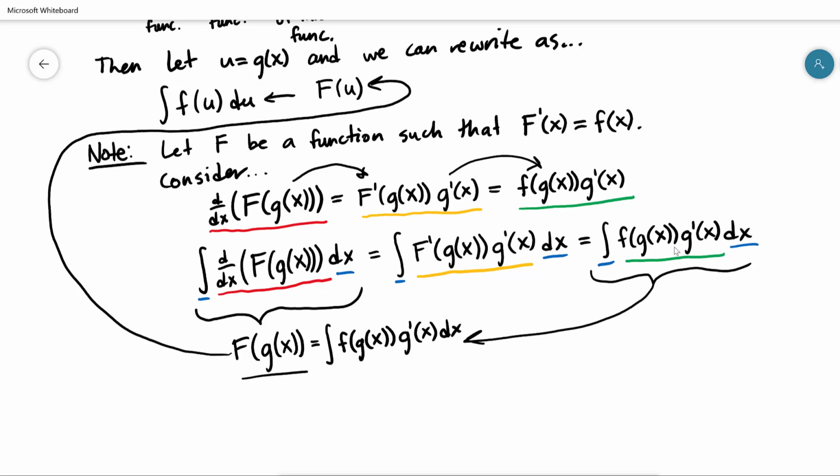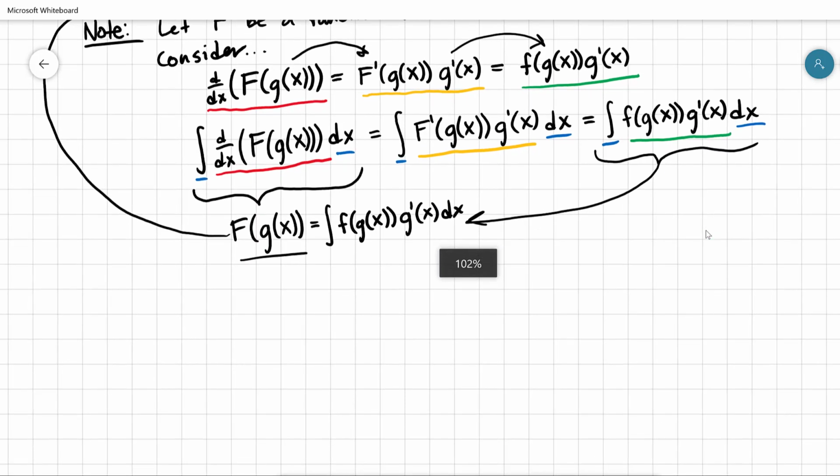But again, these are the pieces we're looking for. We're looking for both a function and its derivative to show up somewhere in the thing that we're trying to compute. So this is it. This is essentially our big, ugly substitution rule.